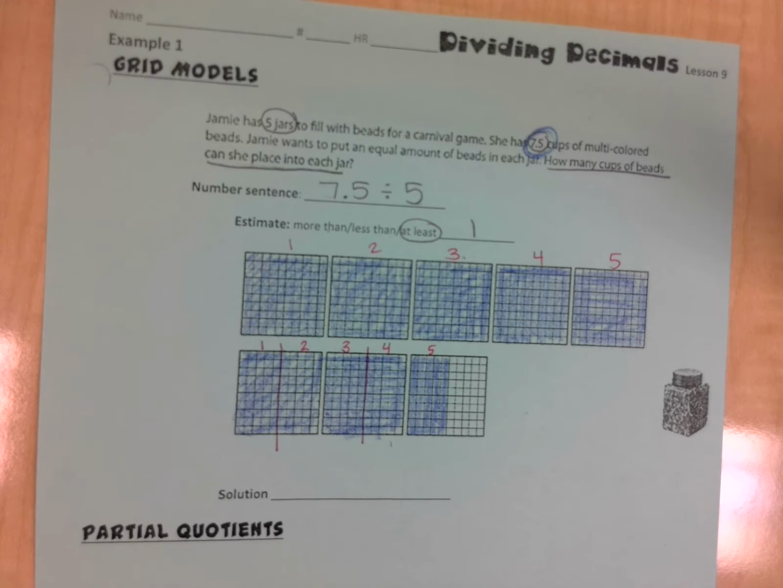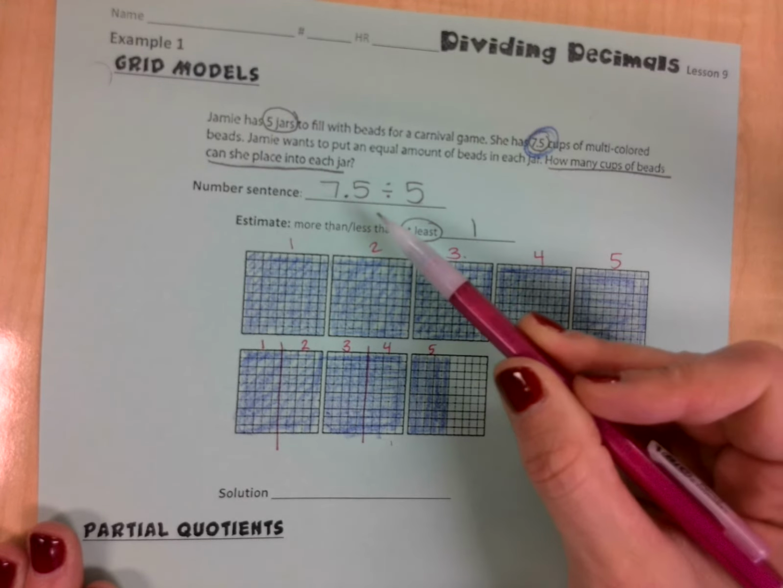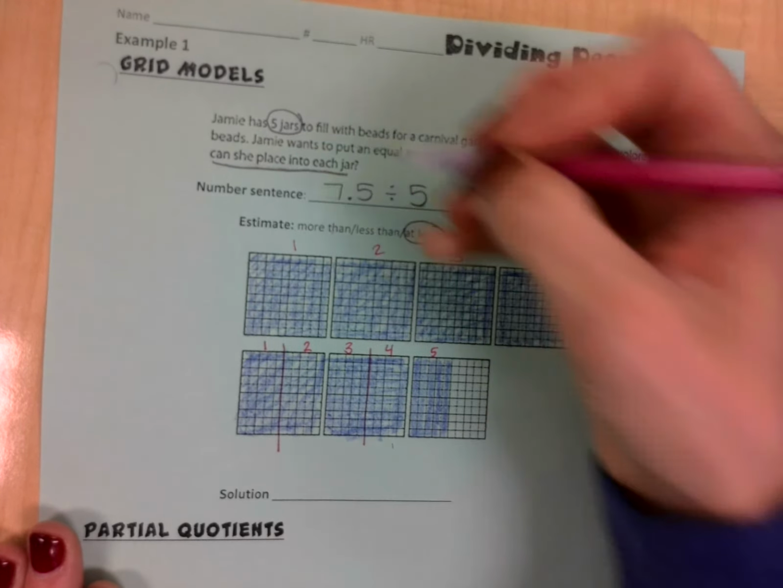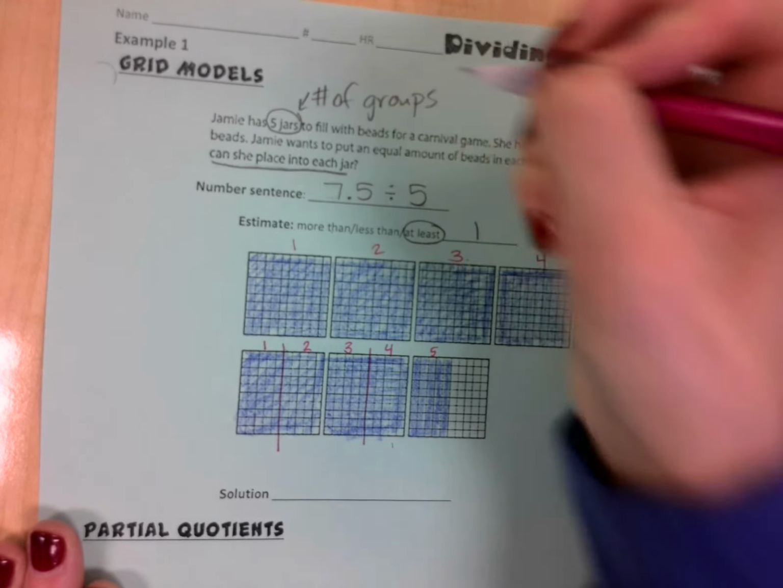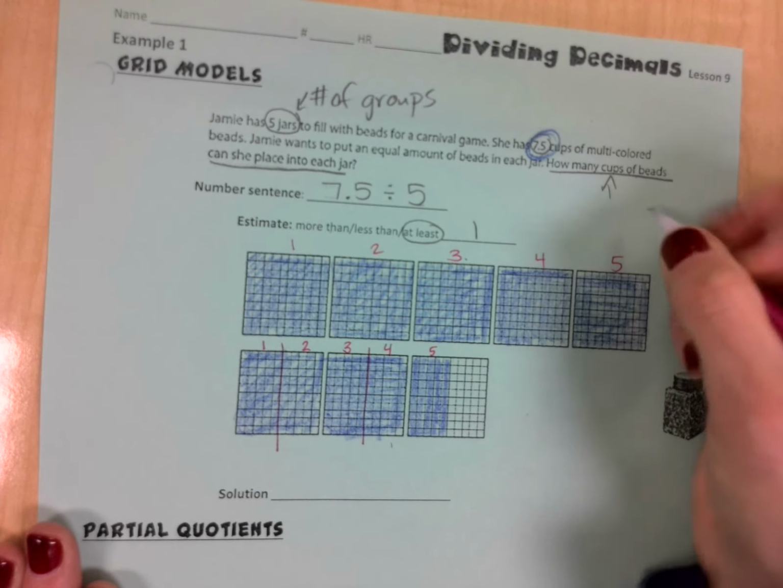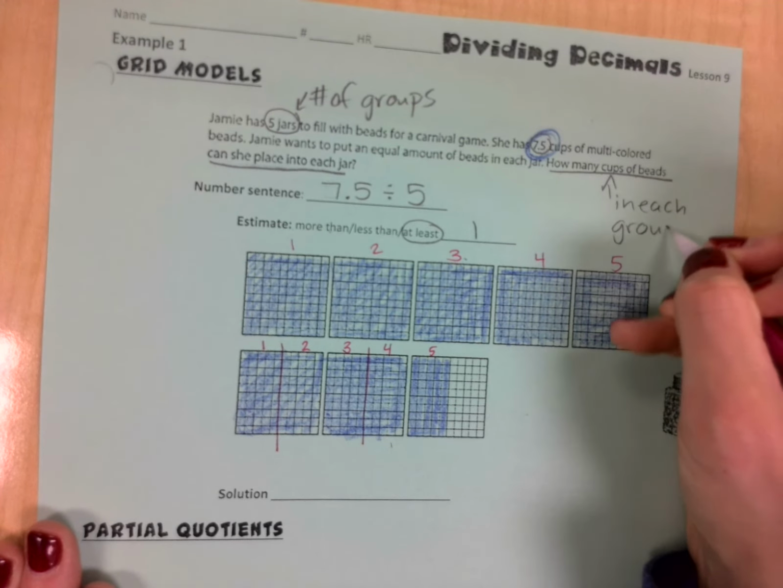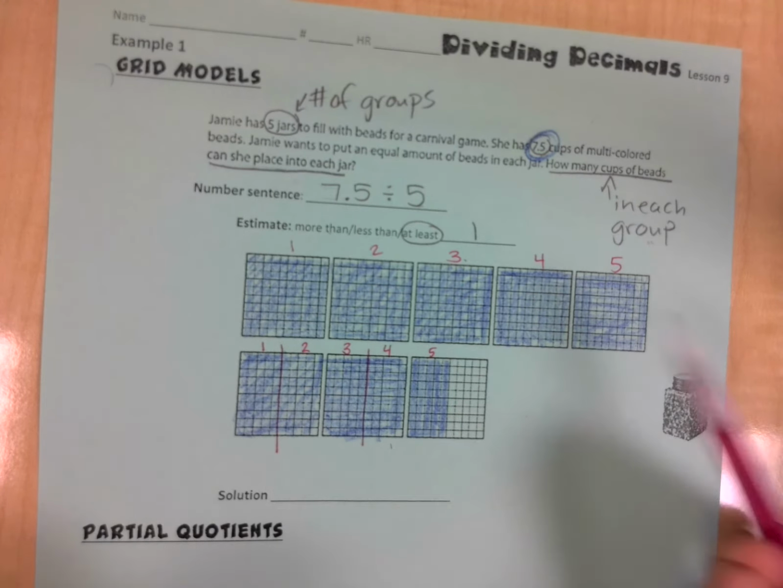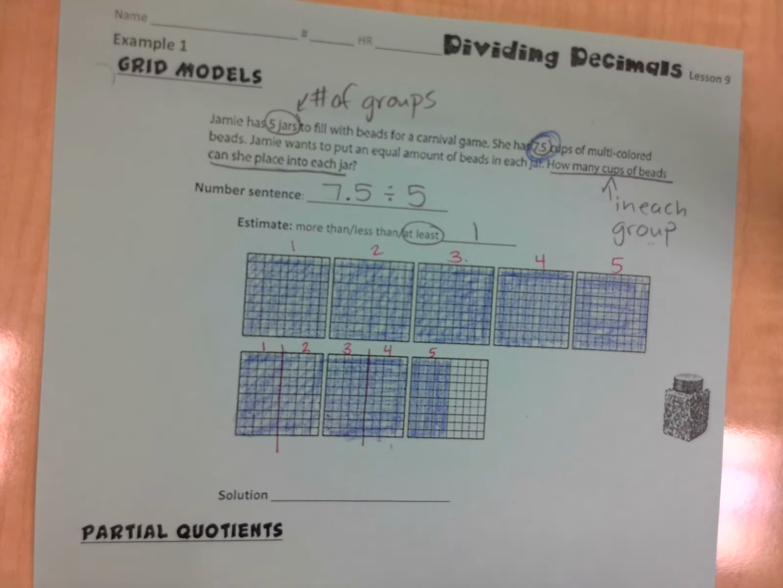So what is our answer from this visual with the models? Well, if the question was how many cups of beads can she put into each jar, we need to look at how many is in each. Remember, this is the number of groups. We already know the number of groups. So the question is actually how many in each, right? In each group. So when you're looking at your model, this thought is coming back to help: what am I actually counting? It looks like I'm counting 5, but that's really how many groups I had. How much is in each of these?